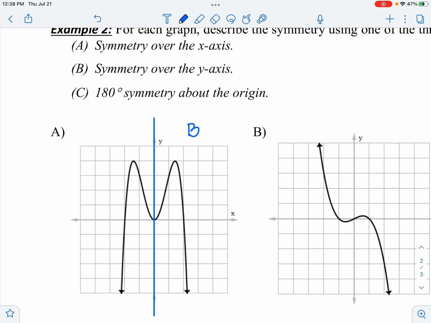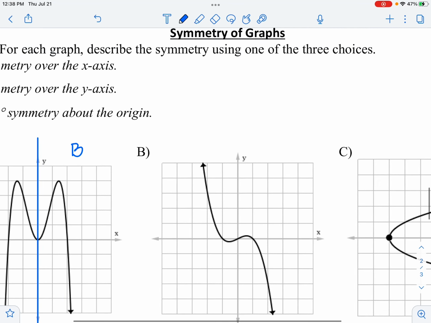Okay. The third one is 180-degree symmetry about the origin. This is also called 180-degree rotational symmetry. The way I like to think of this is that if you turned your paper, your iPad upside down, would the graph look exactly the same and be in the exact same spot? Okay, because it has to be about the origin. It can't be moved.